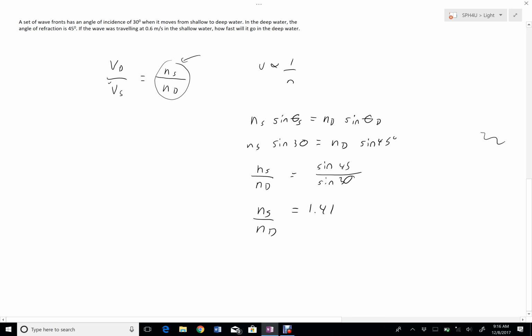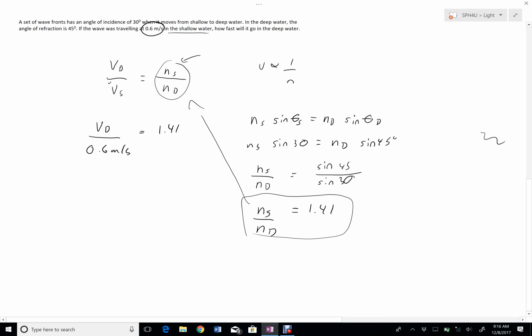So now that we have that ratio and we have the speed in the shallow water, we can find the speed in the deep water. That was 0.6 meters per second in the shallow water. And that's 1.41. That's that ratio.